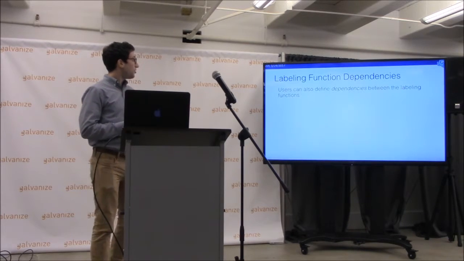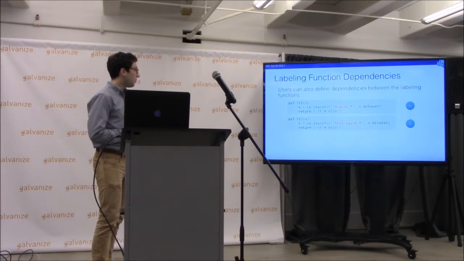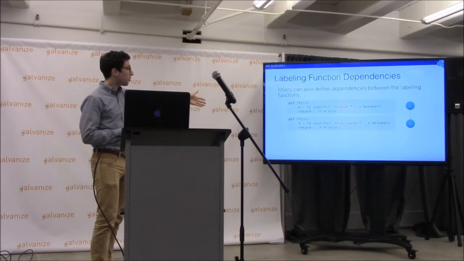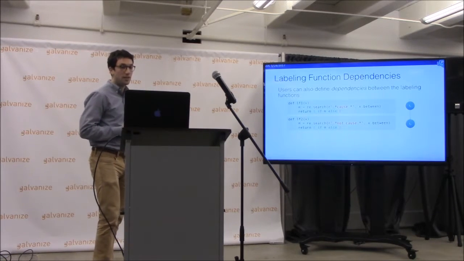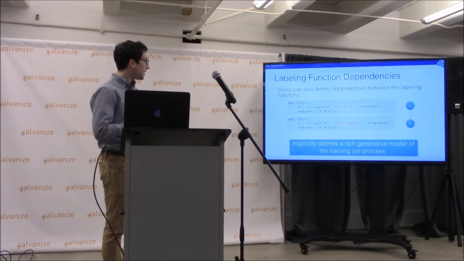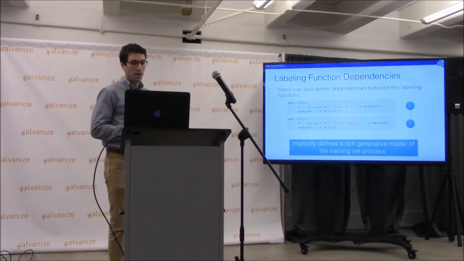And users can also define dependencies between the labeling functions. So for example, if you know that two of the labeling functions draw on the same distant supervision source or express a very similar pattern, you can express that there's a dependency to the system. And so implicitly, this collectively defines a generative model of this labeling process. So let me now unpack that a bit further.